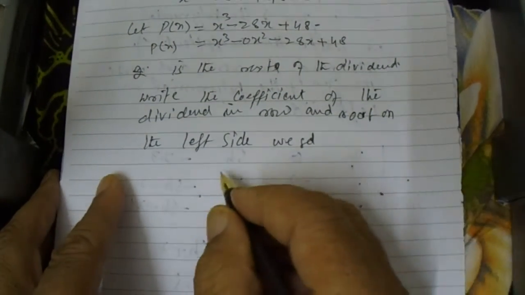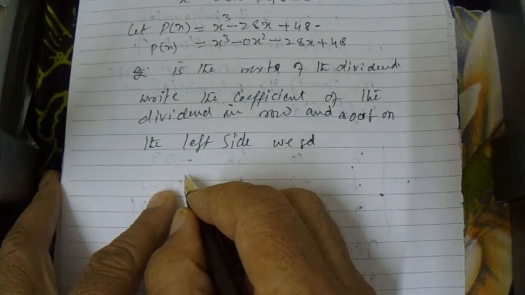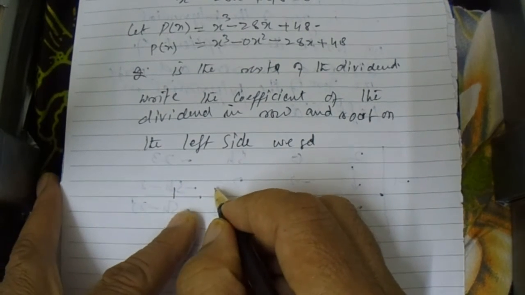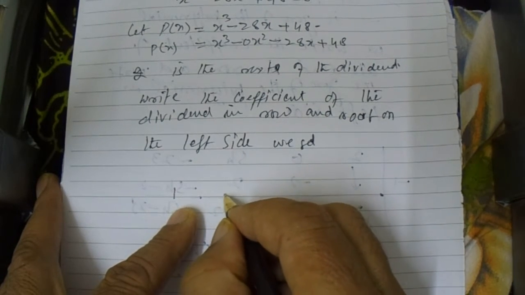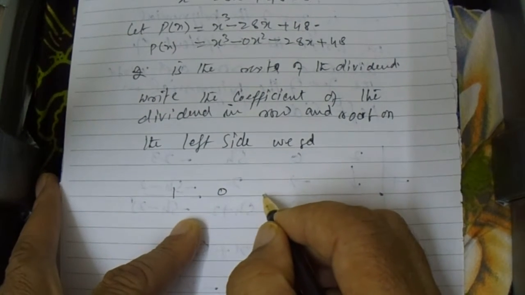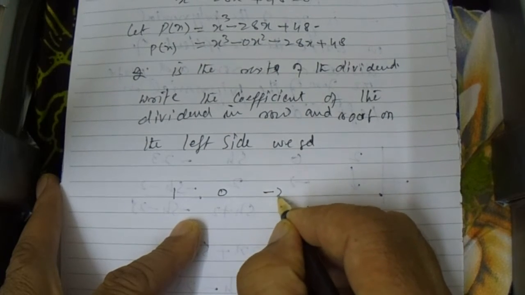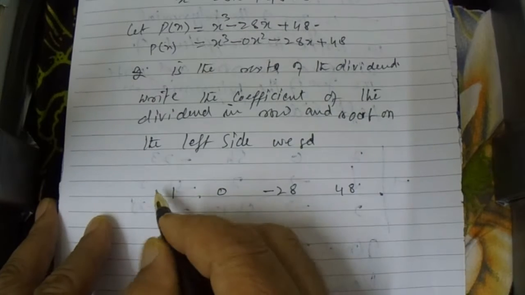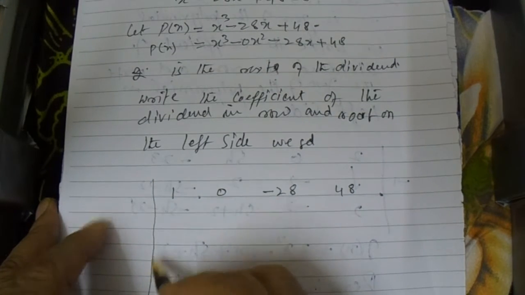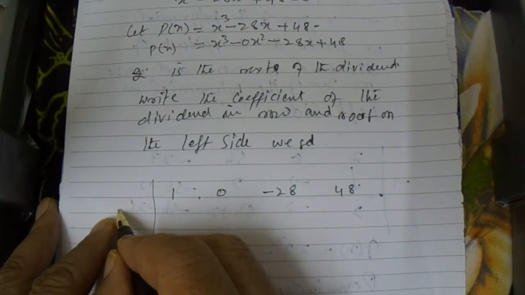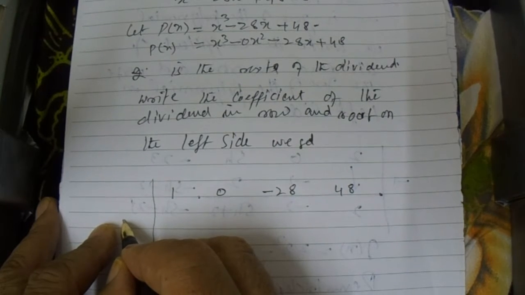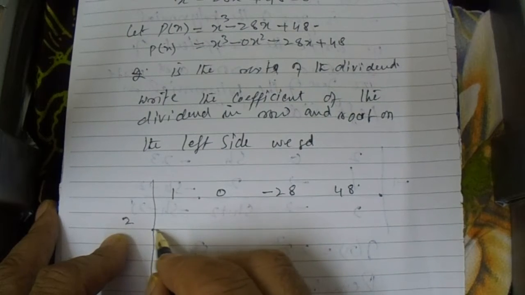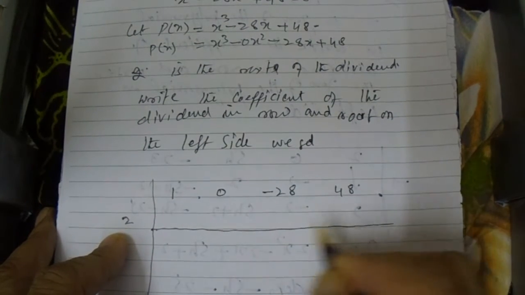now here the coefficient of x cube is 1, the coefficient of x square is 0, and the coefficient of x is minus 28. Now last is 48, it is the constant. Now we write like this, and we write the root here, 2 is the root. We write 2 on the left side of this and we solve this.